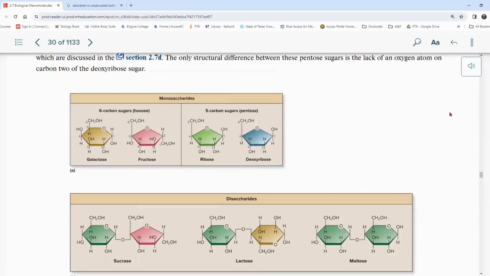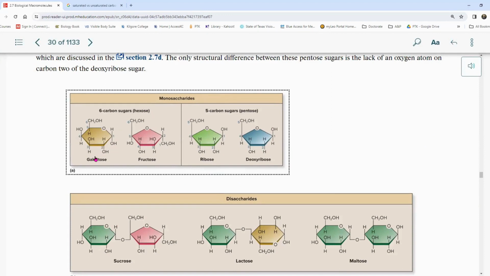So examples of monosaccharides would be galactose and fructose. Fructose is actually the sugar that we have in our fruits. So when you taste an orange and it's nice and sweet, you're actually tasting fructose. Ribose and deoxyribose, which might sound familiar to you, are the sugars that are in our DNA. And yes, our DNA has sugar in it, or it's made up of sugar.